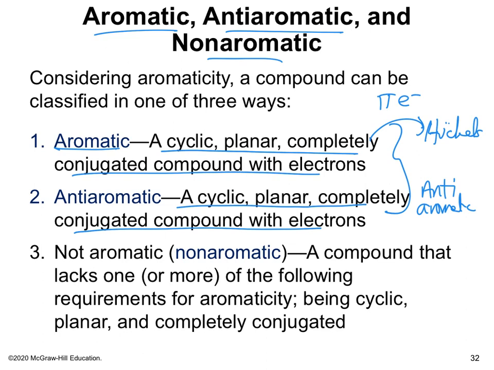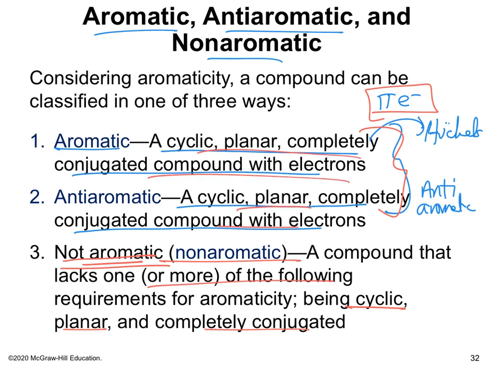Non-aromatic would be a compound that lacks one or more of the following. If it's not cyclic, it's not aromatic. If it's not planar, it's non-aromatic. If it's not completely conjugated, it's not aromatic. You don't even have to count pi electrons. The only time you count pi electrons is if you have a compound that meets all three of these, and then you've got to decide: is it aromatic or anti-aromatic?